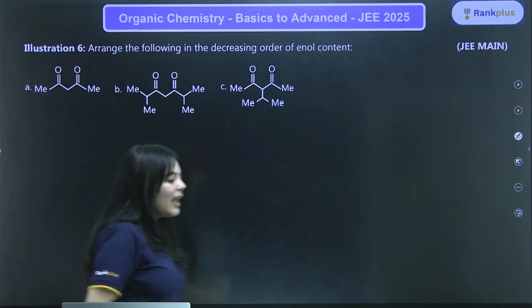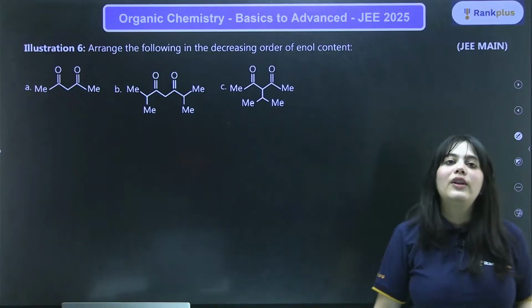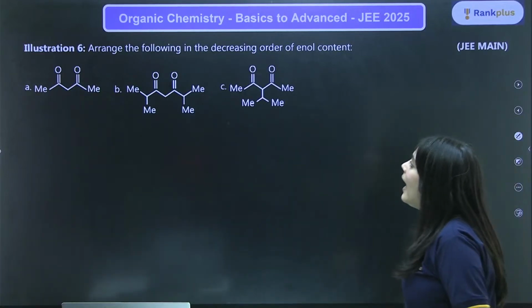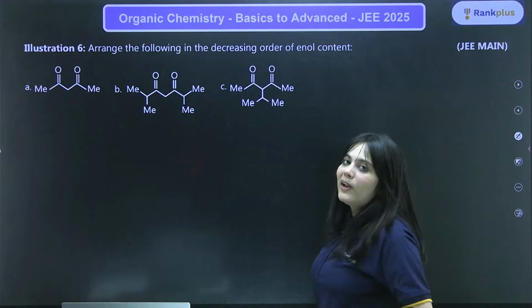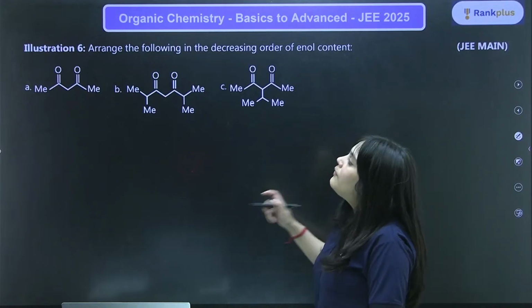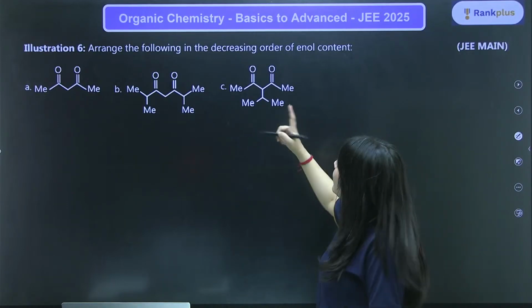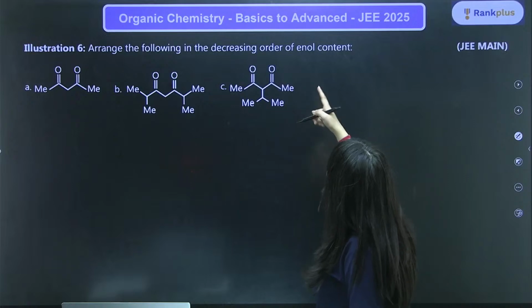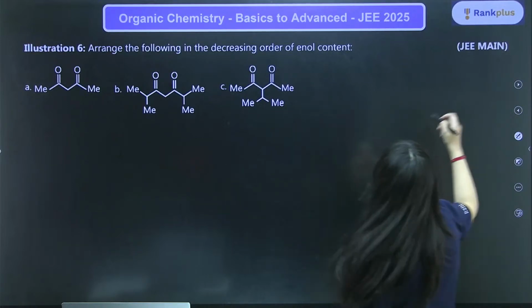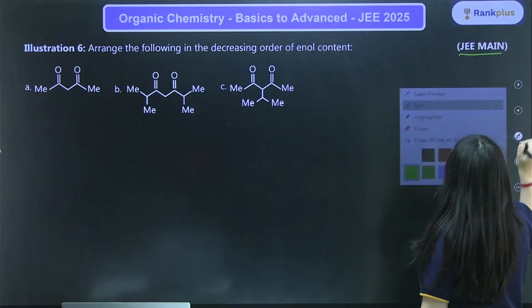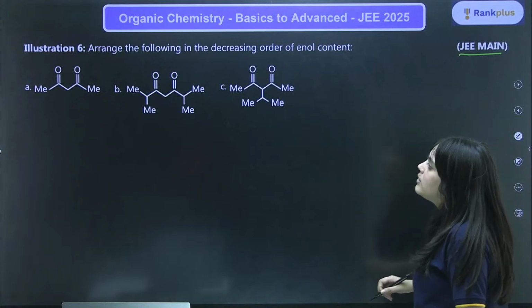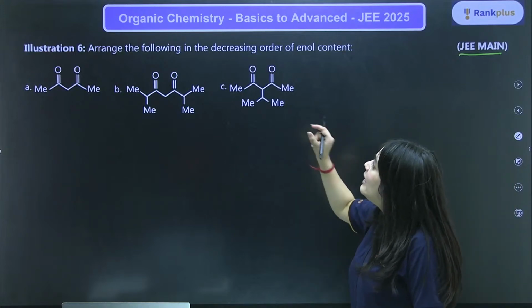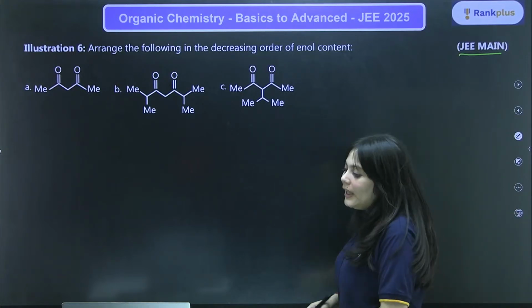Okay. Now we have reached another beautiful example in front of you guys. I have taken 3 different molecules in front of you. Now I have asked you to arrange these molecules in decreasing order of enol content. Once again a JEE Main question. Beautiful question, beautiful question. Try to answer this. Arrange the following in decreasing order of enol content.